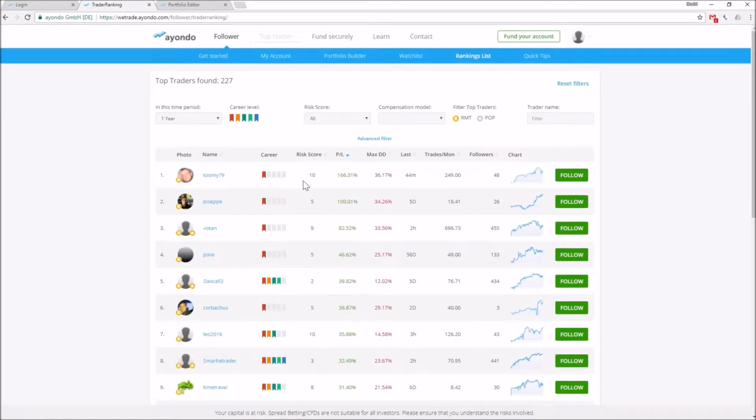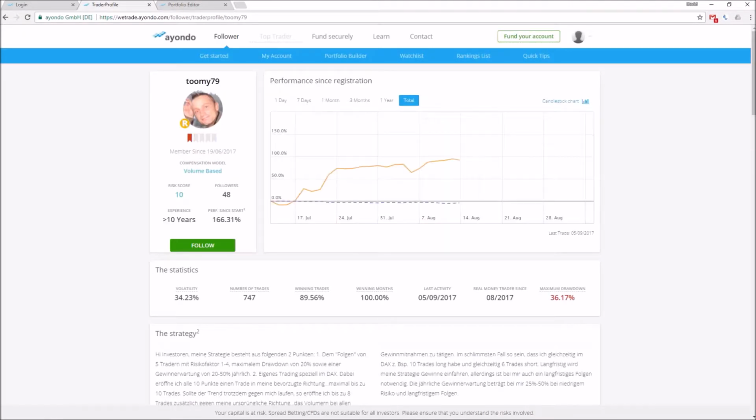So let's say we were particularly blown away by TUMI79 and this fantastic 166% return. Let's take a look in a bit more detail. So let's click on TUMI79. Okay, so even though we were looking at the returns over the last 12 months, TUMI has only been live on the platform since the 19th of June 2017. So some people, probably me included, would say we've got really less than 3 months of a track record there.